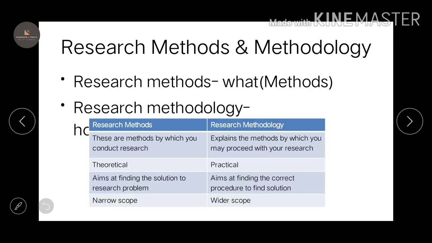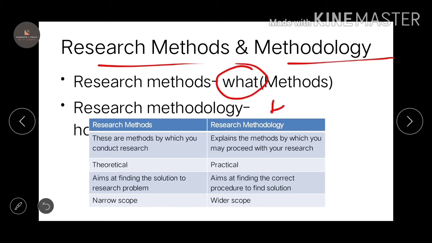Yes. What are the different research methods and methodology? Research methods, what are the methods we are using? It is the question of what. So research methodology is related to how. So methodology is related to application, and research methods is basically theoretical, what methods are you using, and methodology is a procedure, right? We'll look at the differences, the methods and the methodology.